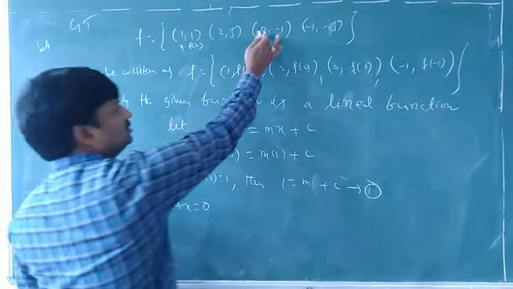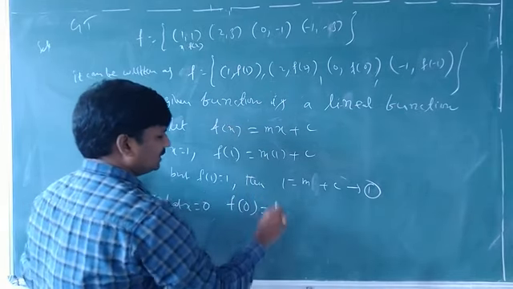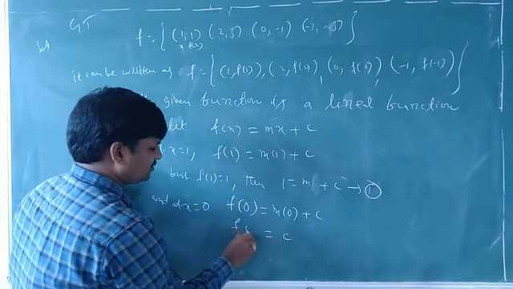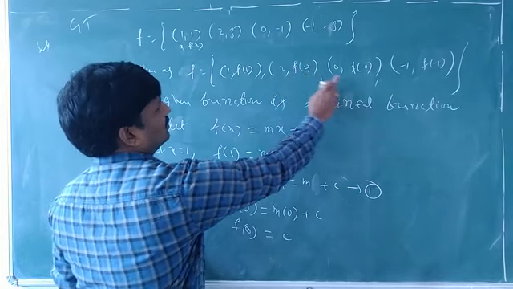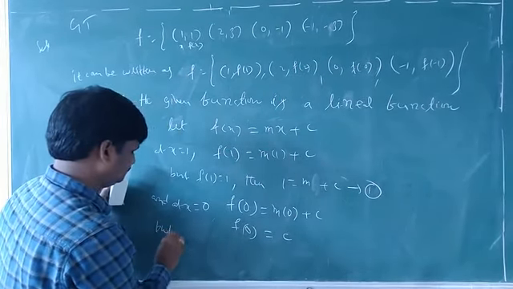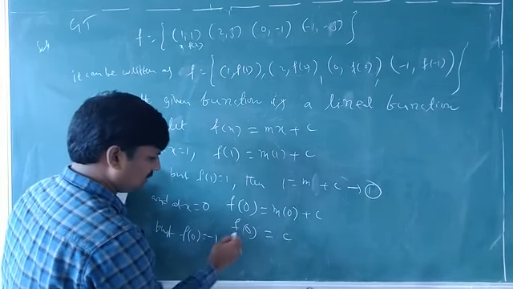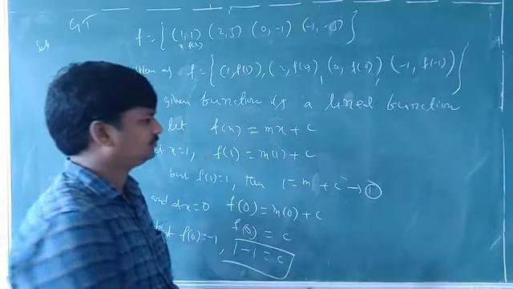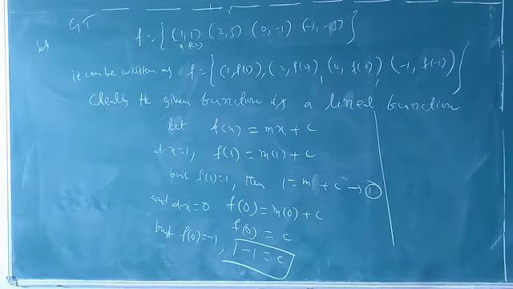At x equal to 0, what is that? Substitute here. F of 0 is equal to m into 0 plus c. So that is equal to c, right? F of 0 we got. F of 0 is equal to c. What is the f of 0 value? Here, f of 0 value is minus 1. So f of 0 is equal to minus 1. Right? So what about this value? Minus 1 is equal to c. So that means, what c value did we get here? Minus 1 we got, right? Yes. C value minus 1 you got.